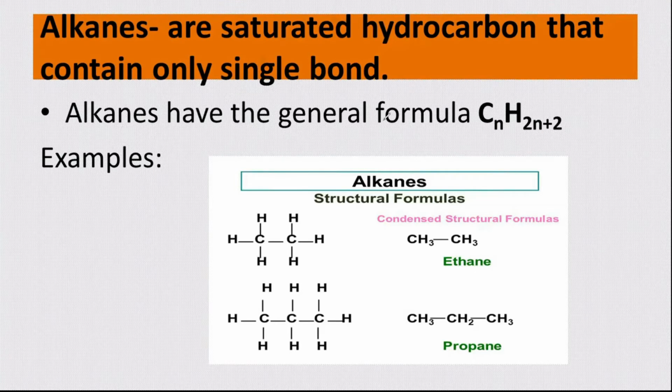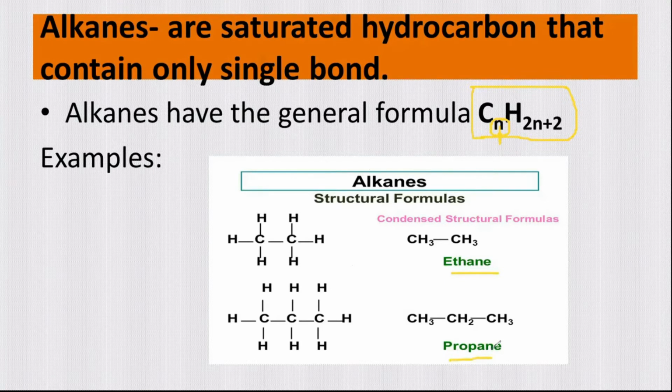Alkanes have the general formula CnH2n+2, where n is the number of carbon atoms. An example of alkanes is methane. Methane is the simplest hydrocarbon. Another one is ethane, then propane.